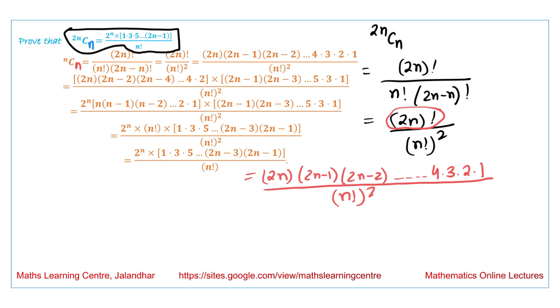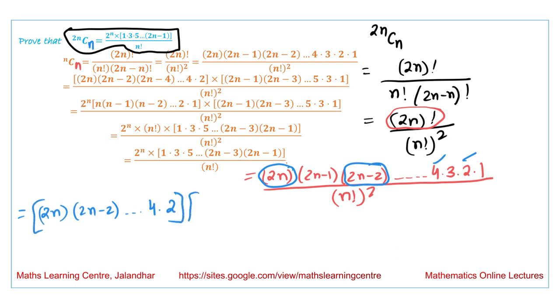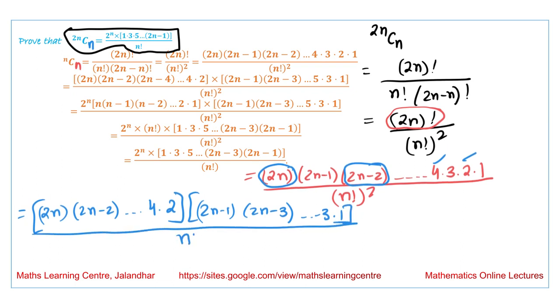Now from this numerator part we are having the terms 2n, 2n − 2, 2n − 4, these values. We can separate these terms. It is 2n into (2n − 2), so on up to 4 into 2. And the second terms we are having are (2n − 1) into (2n − 3), so on up to 3 into 1. And in division we have (n!)². So if we look at these terms, we are talking about these values, 1 into 3 into (2n − 3) into (2n − 1). This is this part of the answer.